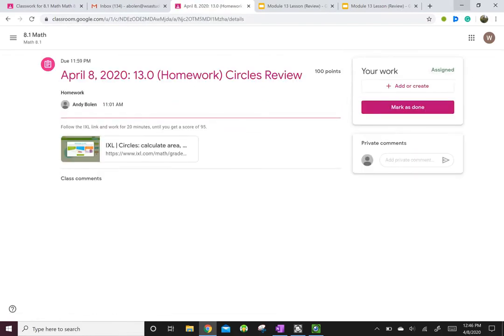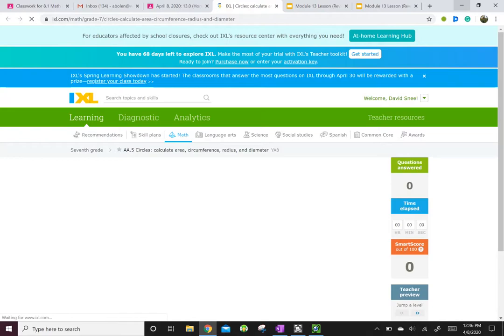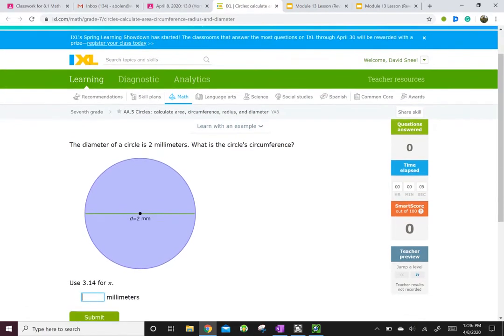So right here is our homework. If we click on that, it brings us to IXL, and when you get in there, you need to be logged into your account. In the top right corner, it should have your name. You can see my name is up there in the top right corner. It says welcome David Snee. So we got in there and we solved some problems together.